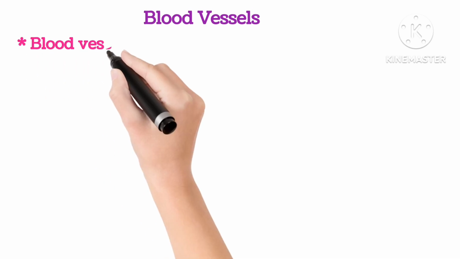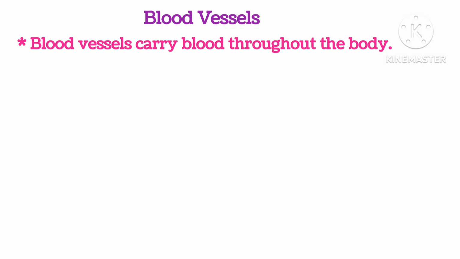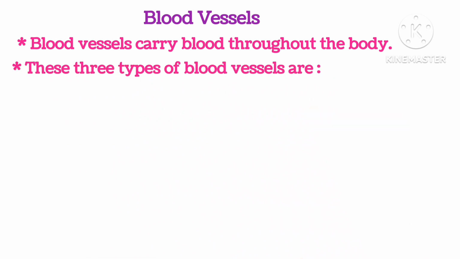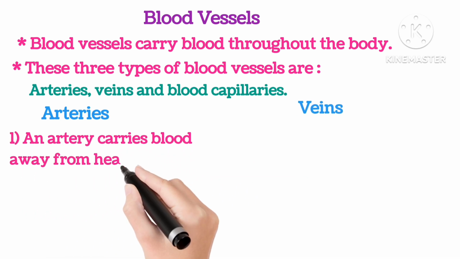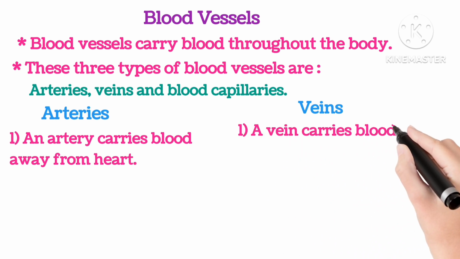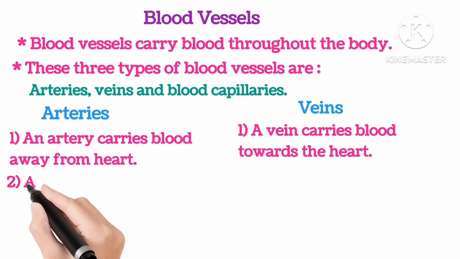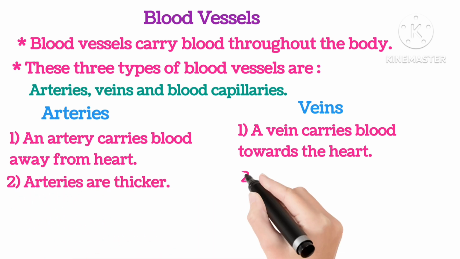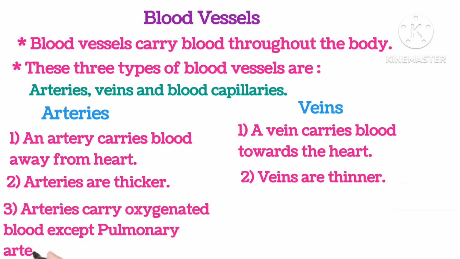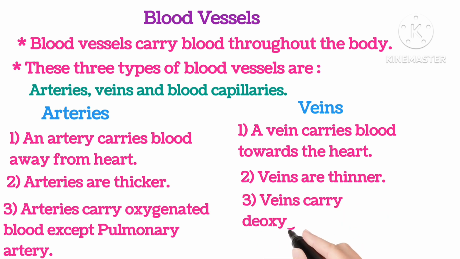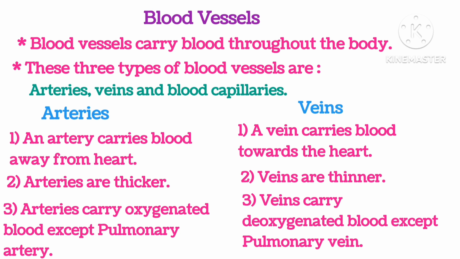Blood vessels. Blood vessels carry blood throughout the body. There are 3 types of blood vessels: arteries, veins and blood capillaries. The difference between arteries and veins is an artery carries blood away from heart, a vein carries blood towards the heart. Arteries are thicker, veins are thinner. Arteries carry oxygenated blood except pulmonary artery, which carries deoxygenated blood, and veins carry deoxygenated blood except pulmonary vein, which carries oxygenated blood.